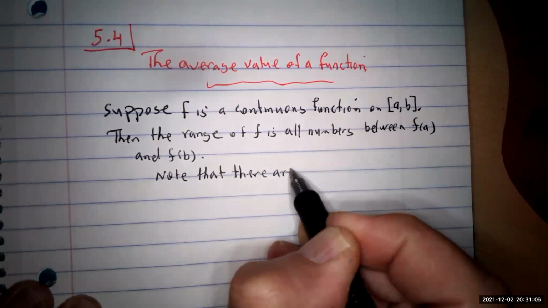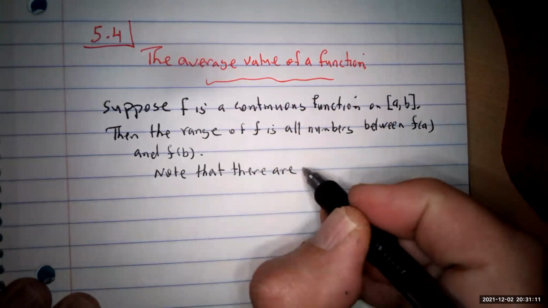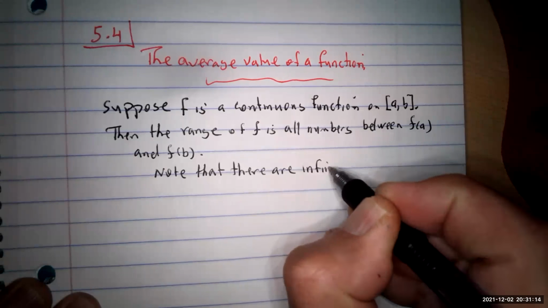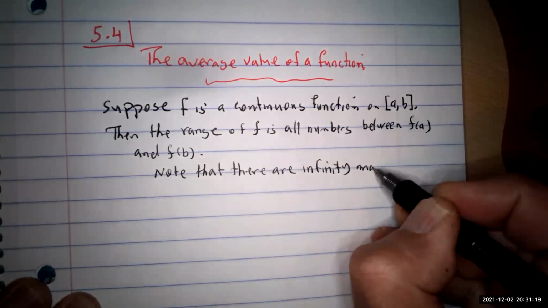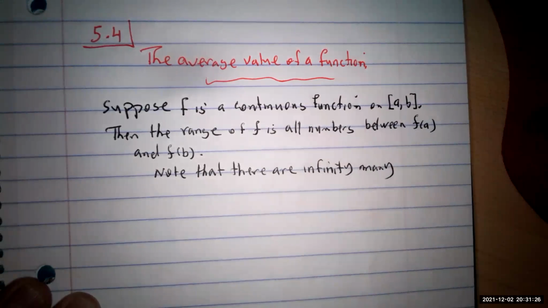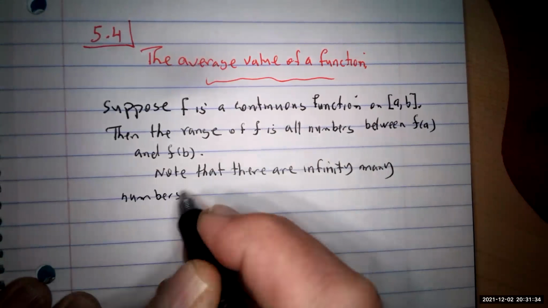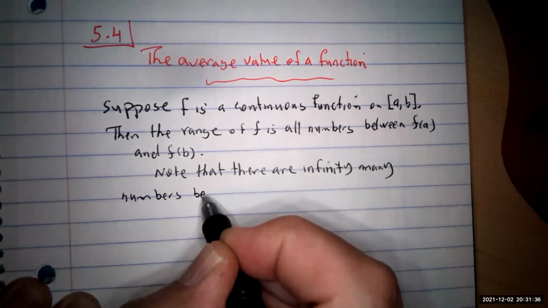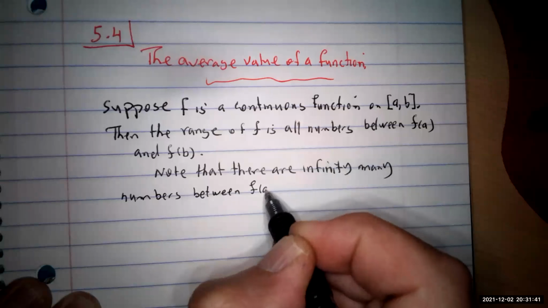Just to give you a motivation, then we can give you the formula right away. Note that there are infinitely many numbers between f of a and f of b.